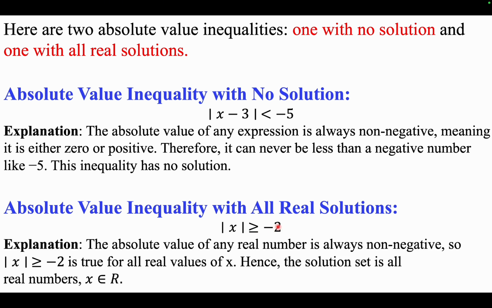So the absolute value of any real number is always non-negative, meaning this side is always going to be non-negative. So the absolute value of x bigger than or equal to -2 is always true for all real values of x. It doesn't matter what x value you pick, this is always going to be bigger than the negative number here. And therefore the solution is all real numbers of x. That is, x can be any number.